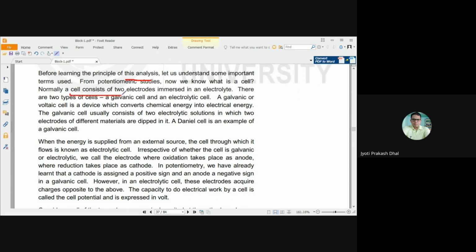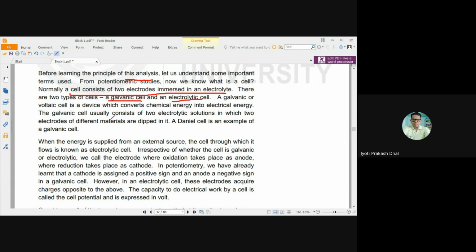A cell consists of two electrodes immersed in an electrolyte. There are two types of cells, already discussed in the last class: the galvanic or voltaic cell, and the electrolytic cell. The galvanic or voltaic cell is a device which converts chemical energy into electrical energy.